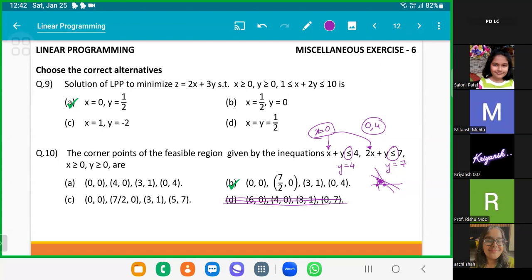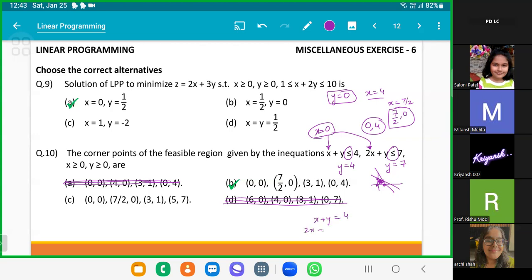Okay? Similarly, I am substituting y is equal to 0 now. When I substitute y is equal to 0, x will be 4 in the first part, and in the second part it will be 7 by 2, which is 3.5. So we know that 7 by 2, 0 is closest to the origin. So my answer should consist of 7 by 2, 0. 7 by 2, 0 is not in this option, so only options B and C are left. Right? Now, the third point will be the simultaneous equation part.